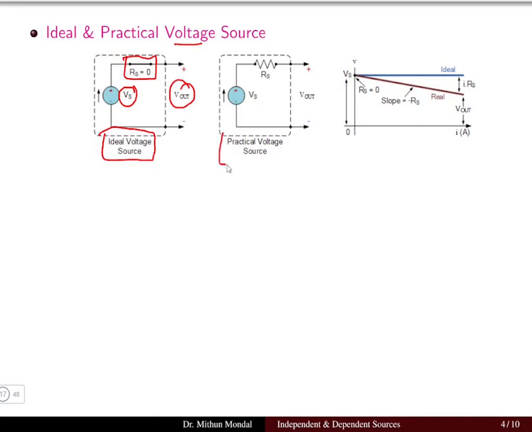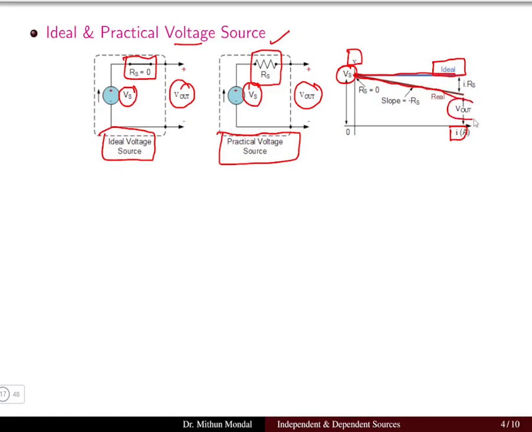Whereas in the practical voltage source, we have some internal resistance, and because of this internal resistance, the output voltage will always be less than the input voltage Vs. Now, if I draw the voltage-current characteristic of the voltage source, then we find that for an ideal voltage source, the voltage Vs remains constant, whereas for the practical voltage source, due to the internal resistance, the output voltage will fall and be less than the source voltage.